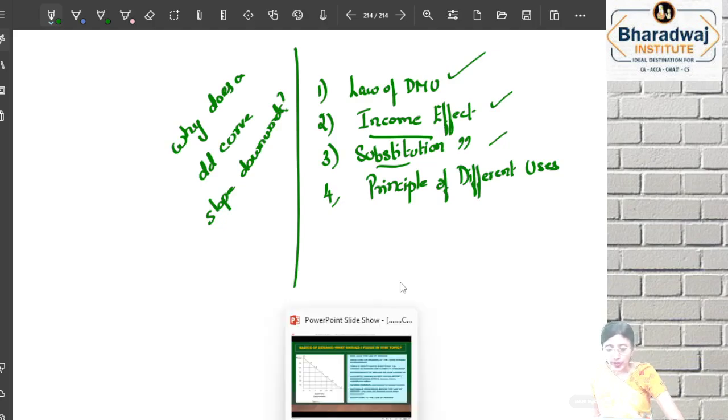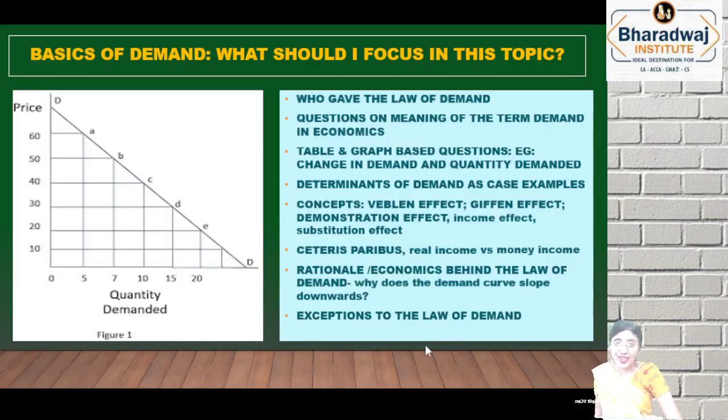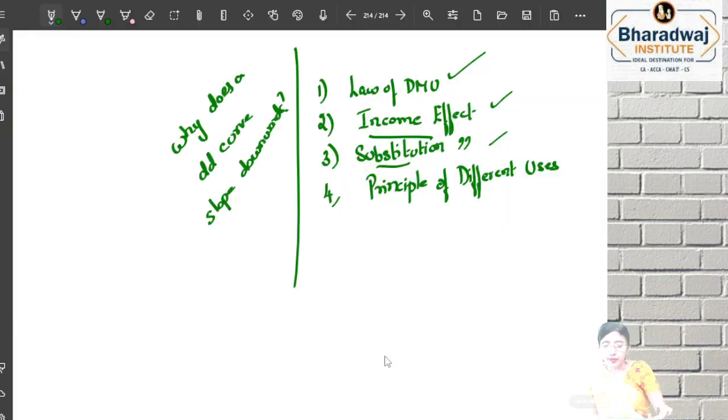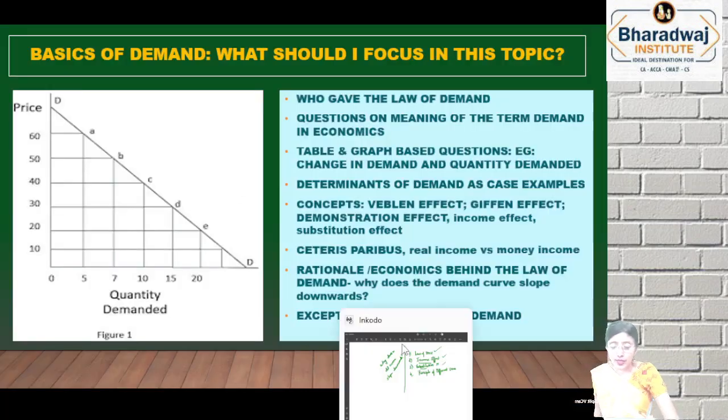Right. Okay. Now look at this. Exceptions to the law of demand. What are the exceptions we have to recollect? Veblen effect, Giffen effect, speculative effect, scarcity, inflation, price dilution. Scarcity, inflation, and price dilution. Okay, be clear about it. See, these are expected questions here.